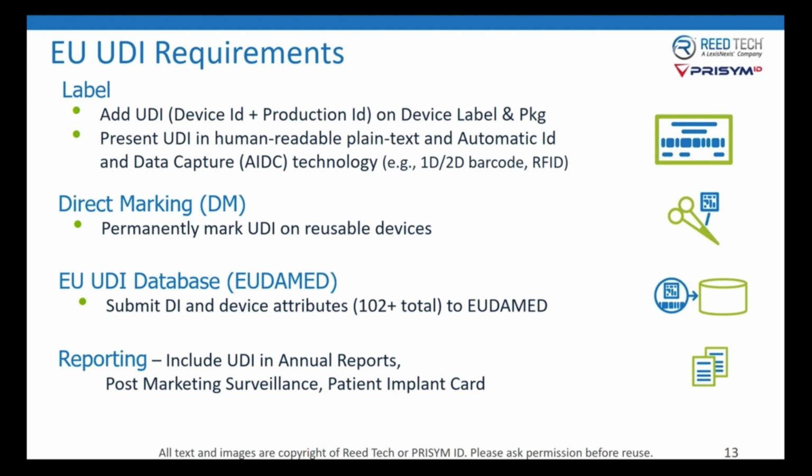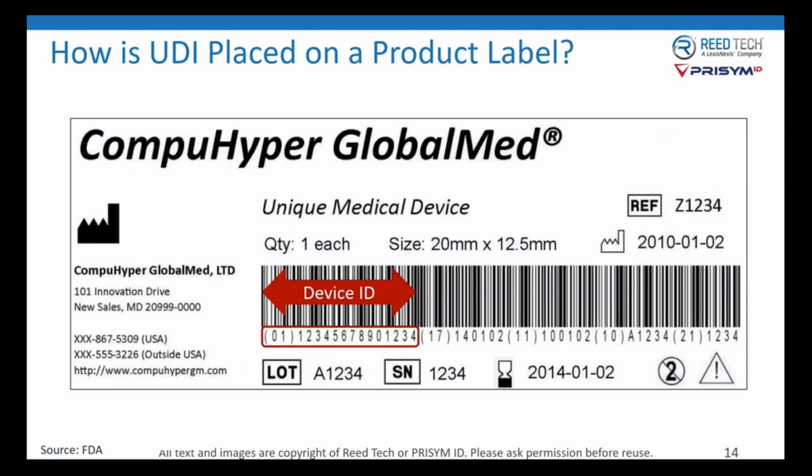Okay, so one of the first requirements there was to place UDI on a product label, and Richard will definitely get into this a little bit deeper, but you see a barcode there with text underneath it, and as necessary, the production identifier is concatenated to the device identifier.